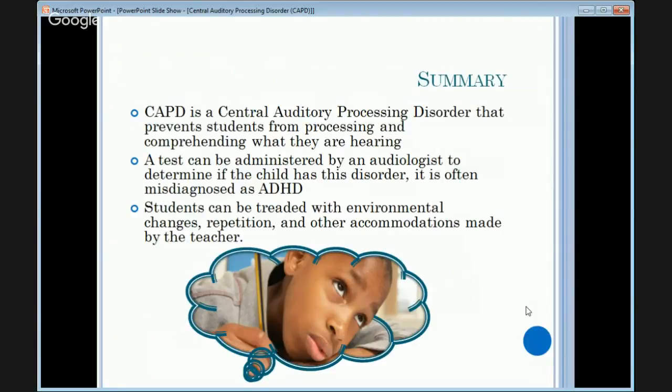In summary, CAPD is a central auditory processing disorder that prevents students from processing and hearing. A test can be administered by an audiologist to determine if the child has this disorder, and it is often misdiagnosed as ADHD. Students can be treated with environmental changes, recommendations made by the teacher.